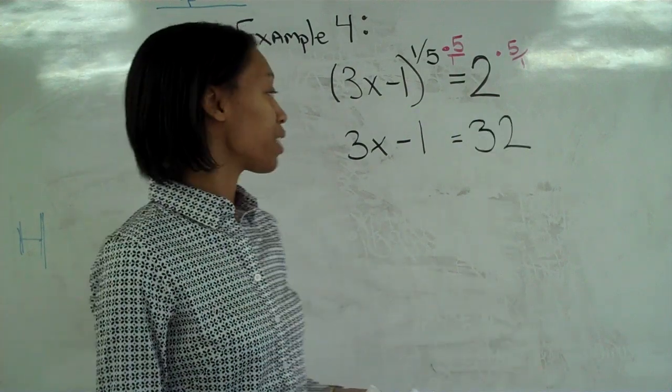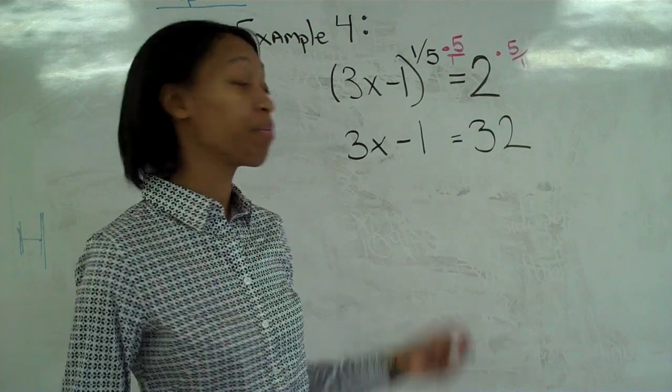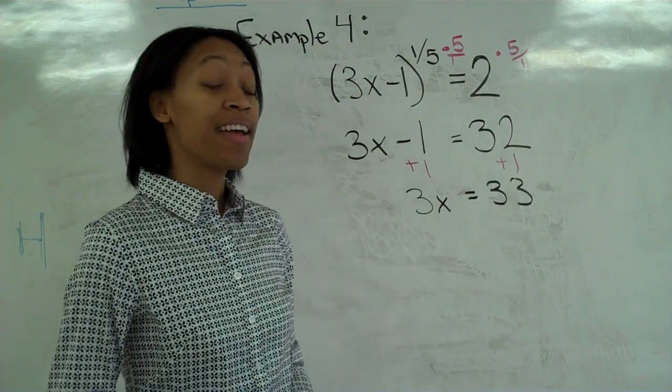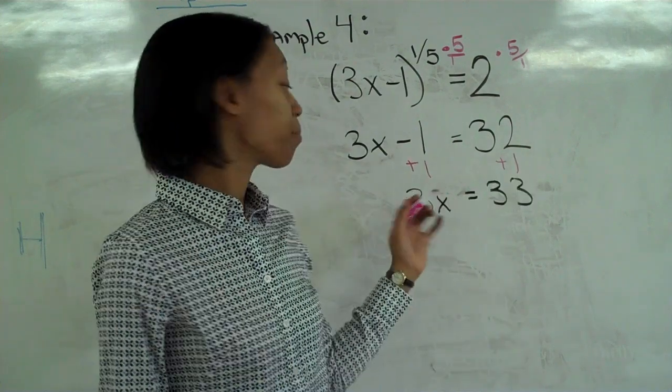And from there, you guys can do it. Add 1 to the other side, gives us 33, and divide by 3 for the final answer.